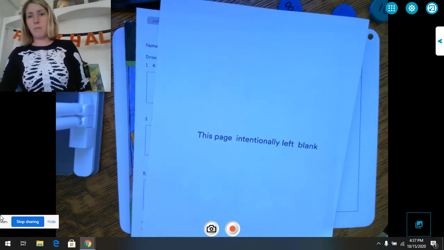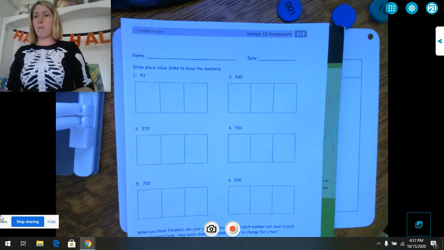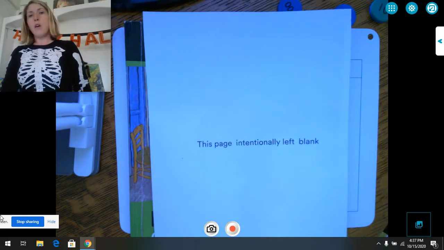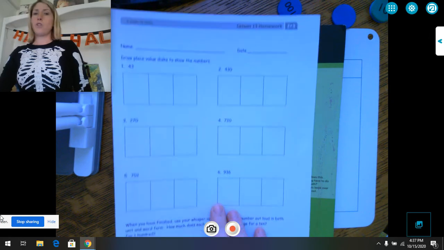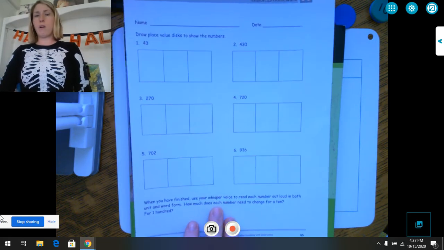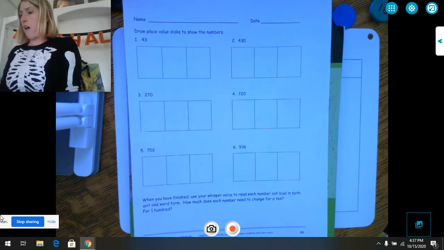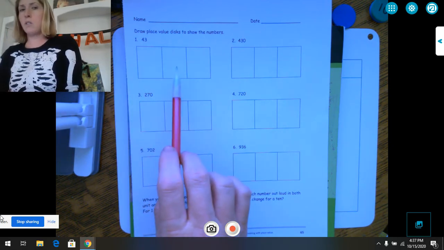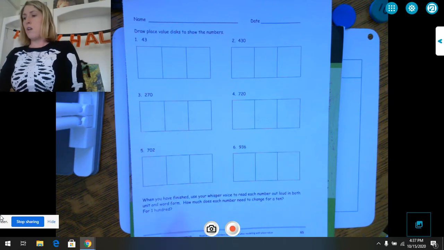The back of the problem set is blank, so that is it for today's problem set. Let's take a look at the homework page, and I will leave you to work on it on your own. The homework page just has a front, so it should not take you a long time to complete your work today. We have 43, so you're going to draw the 4 10 circles and the 3 1 circles.